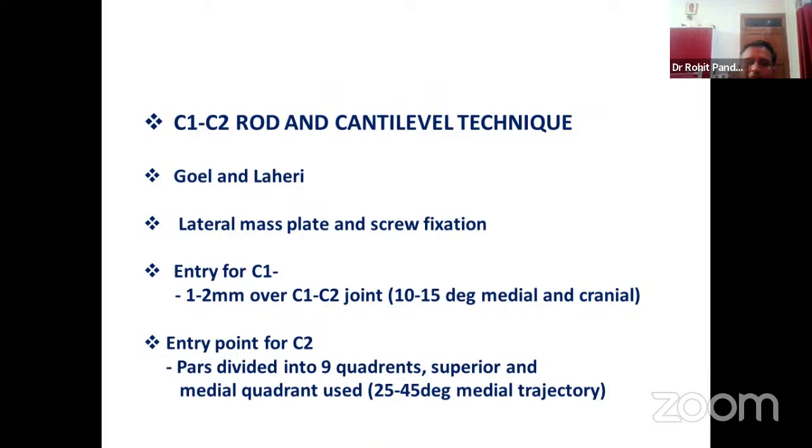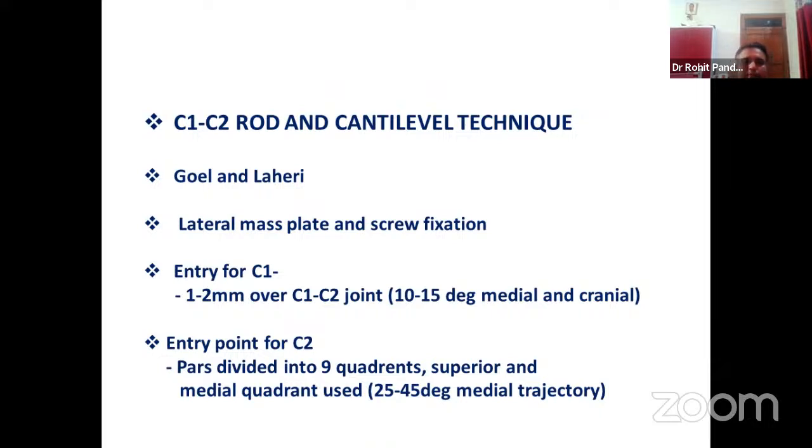The C1 lateral mass and the C1-C2 joint are exposed following the pars. I usually follow the pars and expose the C1-C2 joints. Then we come across the C2 ganglion, which can be detected inferiorly, to get over the axis of the entry point for C1. The entry point for C1 in the Goyal and Lahiri technique is 1 to 2 mm over the C1-C2 joint, at the center of the C1 lateral mass, and the direction of the screw is 10 to 15 degrees medial and cranial.